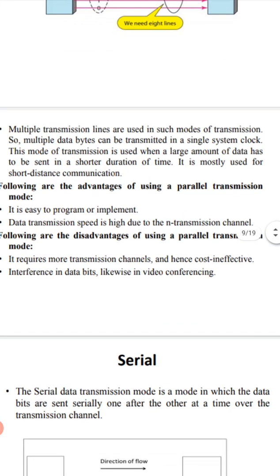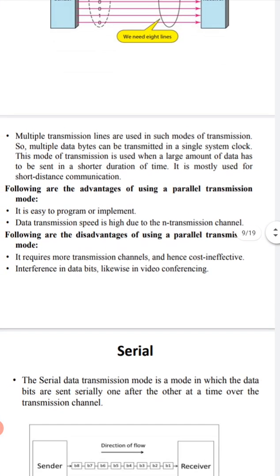Then this type of transmission is mostly used for short distance communication. So in the parallel transmission mode, multiple transmission lines are used in this type of transmission.